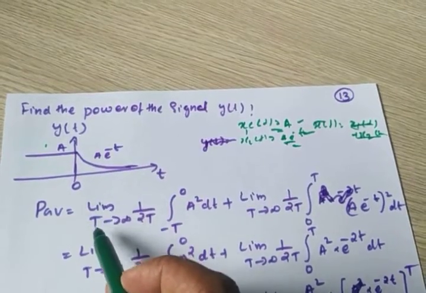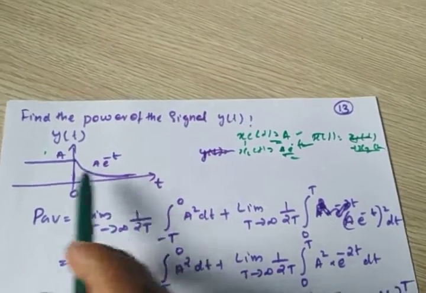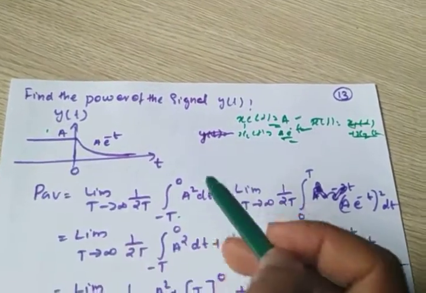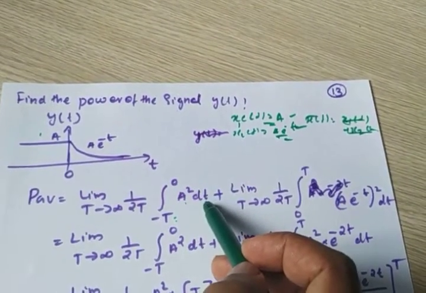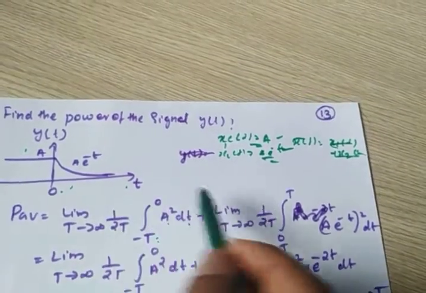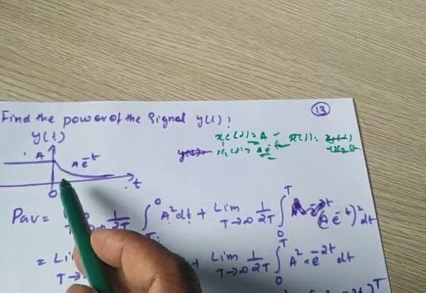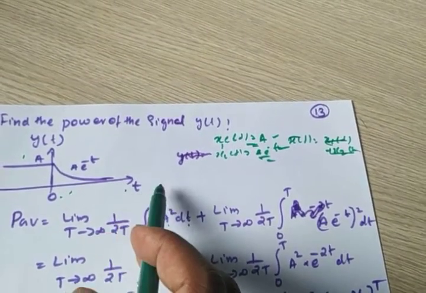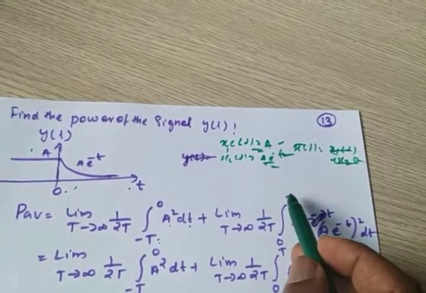So P average is equal to limit t tends to infinity 1 by 2t. First is a, so it is from minus t to 0, a square dt. Next is from 0 to t. Infinite, I am taking a finite value, why? Because I already told in the first definition, energy and power signal should be non-zero and finite. So I am taking a finite value t.